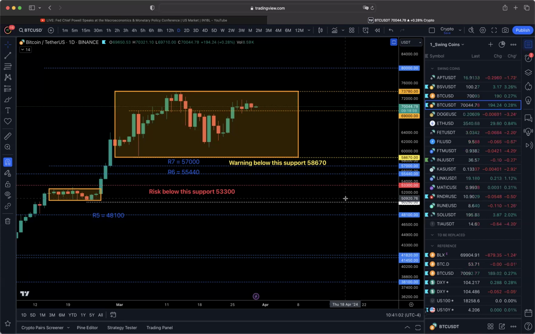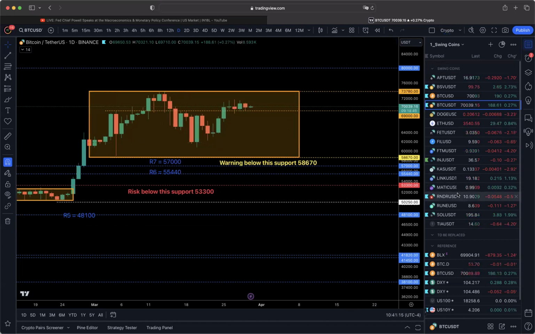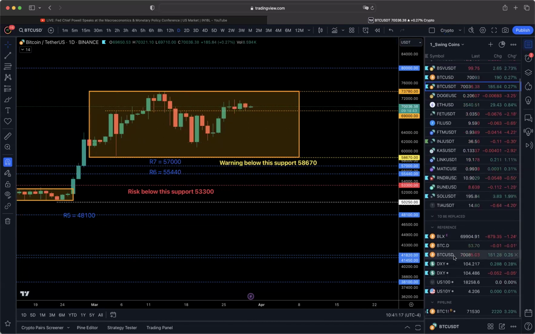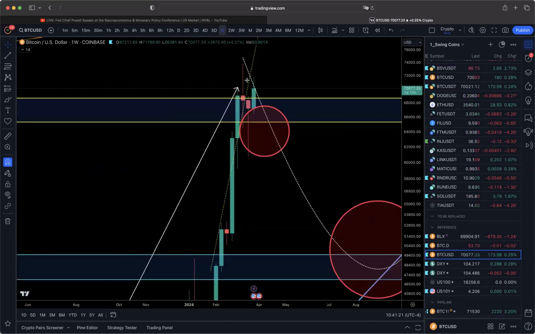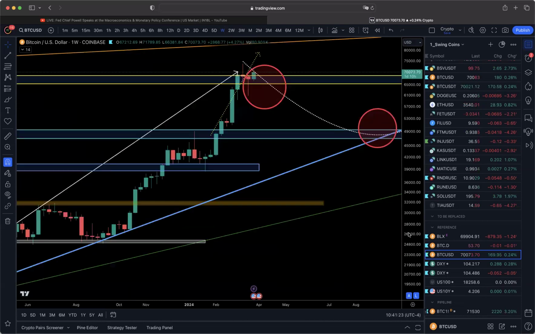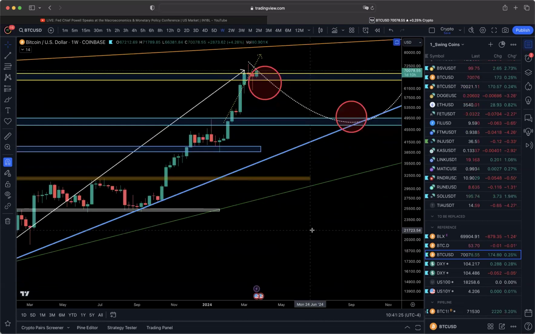Or I would say cycles indirectly, because the Fed, I think, right now is actually driving the cycles, if you ask me. So it is very important that we understand their action. That's why we have to track these inflation numbers. Let's look at weekly, right?